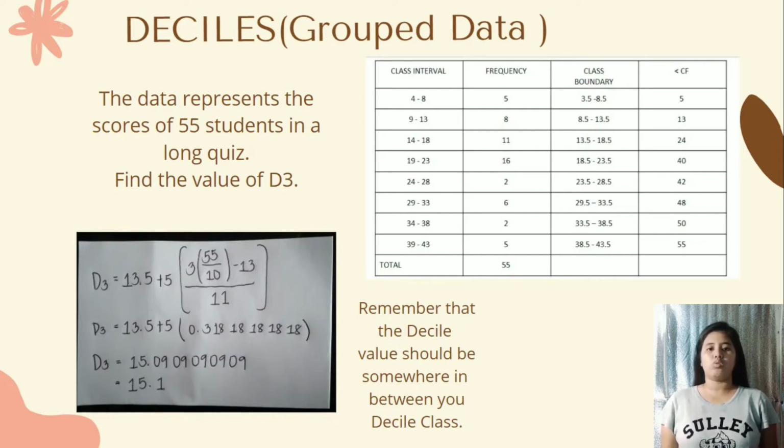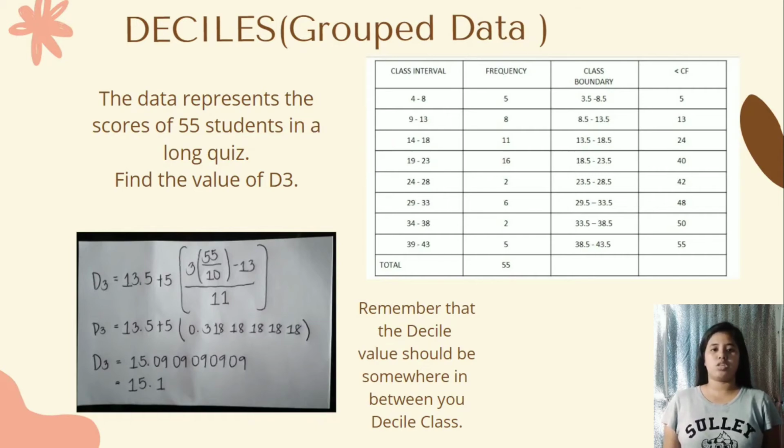The first thing we need to do is to find the decile class, and the formula is D equals N over 10, which is 3 times 55 over 10, equal to 16.5. Then we find the smallest value under the less than cumulative frequency that is equal to or greater than 16.5. In this case, it is 24. And we know that our decile class is this.